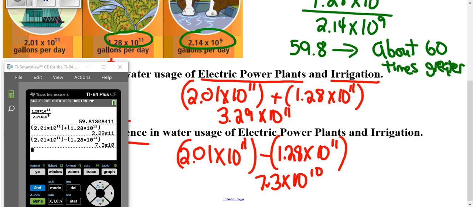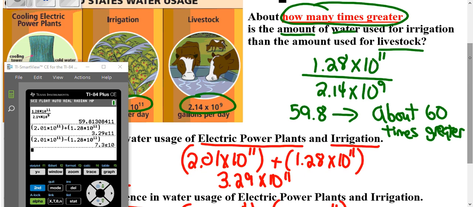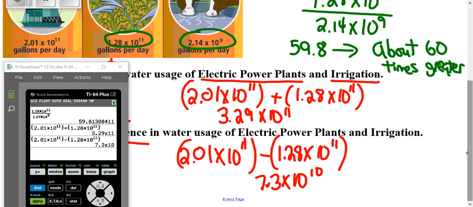All right, so like I said, how many times greater is division, and you get 1.28 times 10 to the 11th divided by 2.14 times 10 to the ninth. Remember, for this one, you do have to answer it in standard form. So switch your calculator to standard, and you get 59.8. It's about 60 times greater is your answer, right?